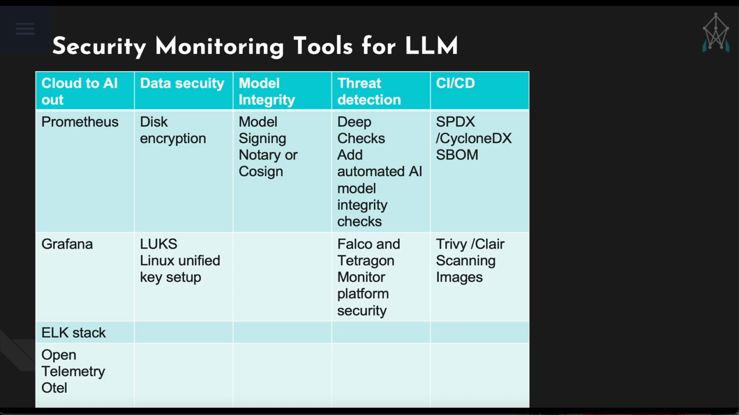And if I go towards the model integrity side, as you can see over here, there are a lot of signing and cosign tooling and mechanisms through which you can sign your models and make sure they are aligned in a way. Then comes threat detection, again Deepchecks, right? This is one of the tools, and what it does is add automated AI model integrity checks, so a lot of checks across the life cycle of the models and whether there is any vulnerability. Consider it like a container scan. And then again, we have Falco and Tetragon, and they monitor the platform security in a way. Falco is specifically important, and I touched on it in the last slide as well.